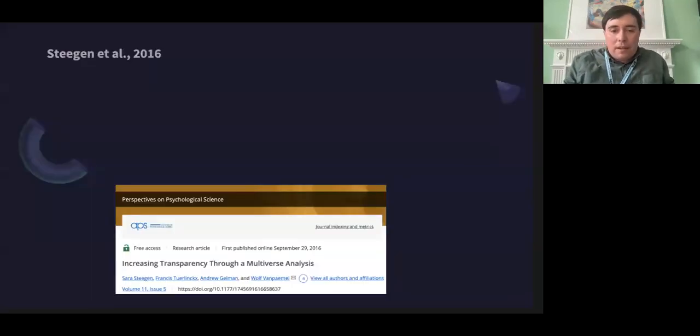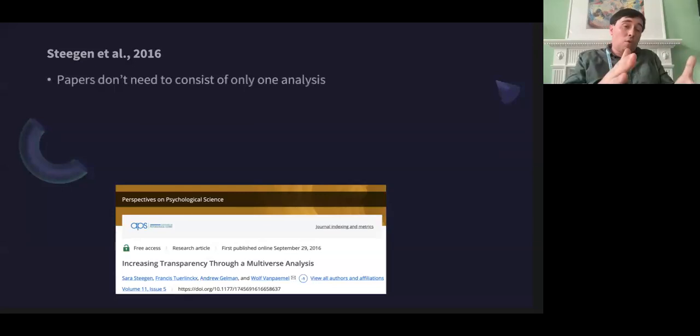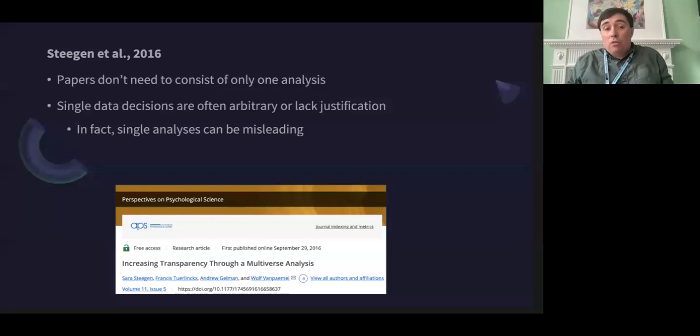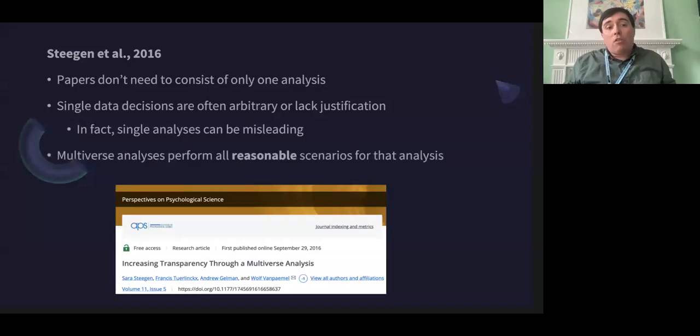So let me tell you a little bit about the idea of a multiverse analysis, kind of building on this. It was proposed initially in a paper from about 2016, and it's this idea that papers don't have to consist of just one analysis. And we know that single data decisions are often arbitrary, or they lack justification, and actually a single analysis can be misleading. And so a multiverse analysis performs not just one, but all of the reasonable scenarios for this analysis.